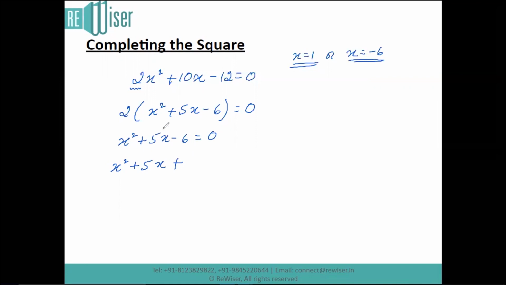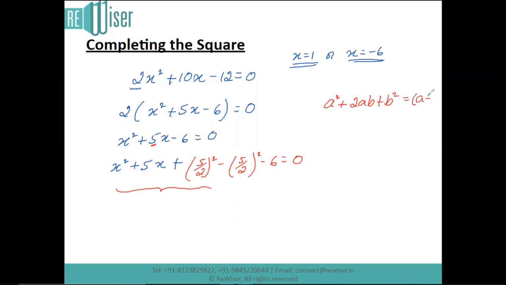So which means here the coefficient of x is 5 and half of 5 is 5 by 2. I have to add the square and also subtract the square, and the minus 6 remains the same. So now these three terms look like an identity. Let's say I have a square plus 2ab plus b square. Whenever I have this, it can be written as (a plus b) whole square.